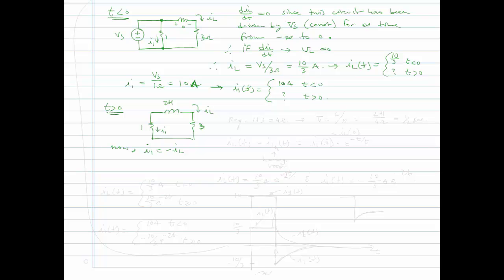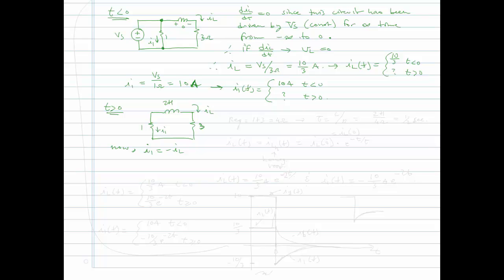So before time 0, this switch was closed. This voltage source was wired into the circuit. At time 0, we unwire that. We disconnect the source. And so we're actually solving a different circuit. And so that's why we can say now that I1 is equal to minus IL, but when time was less than 0, we couldn't say that I1 was equal to minus IL.